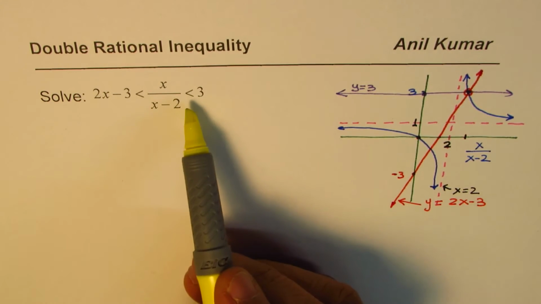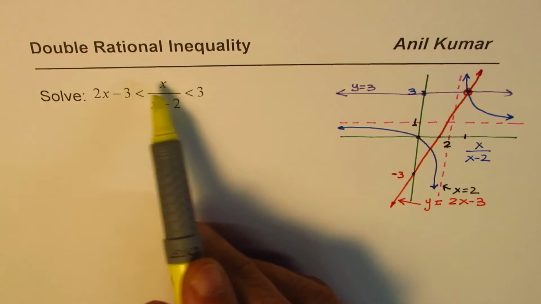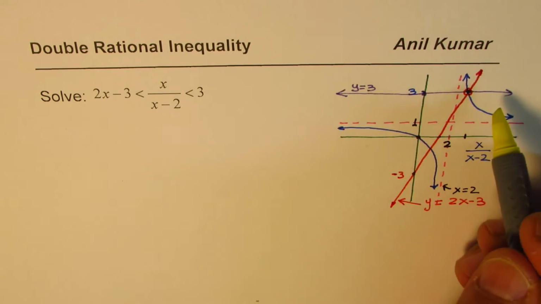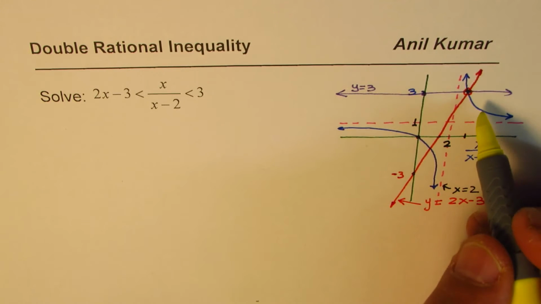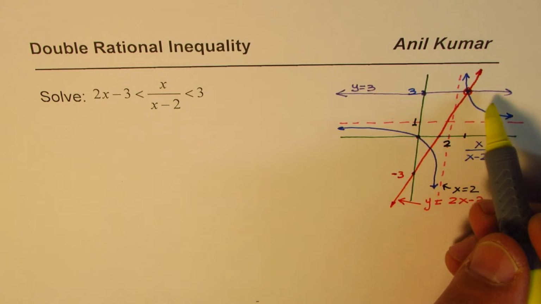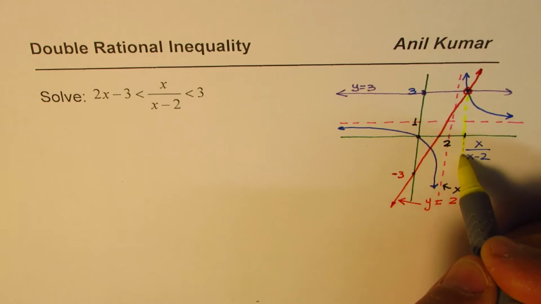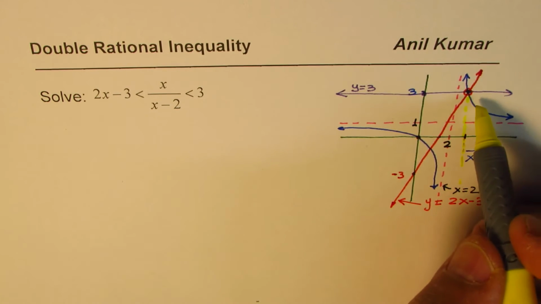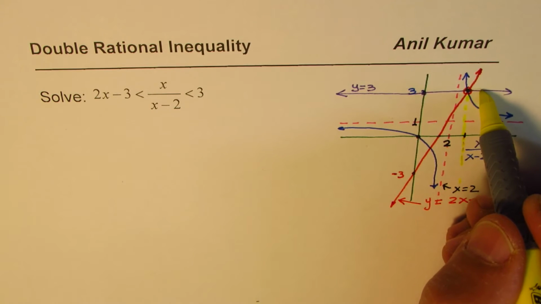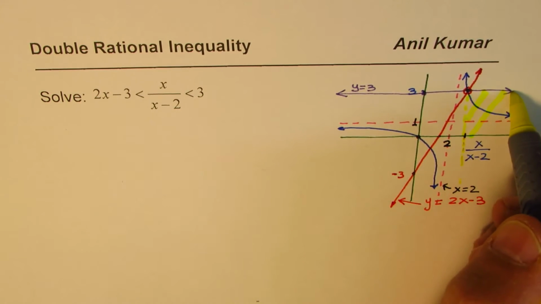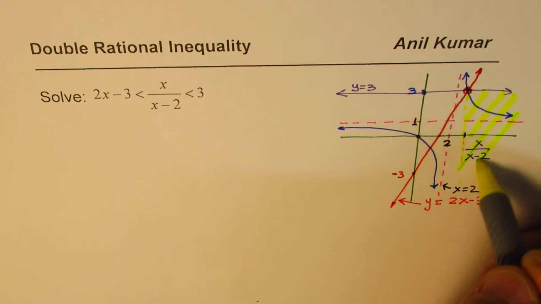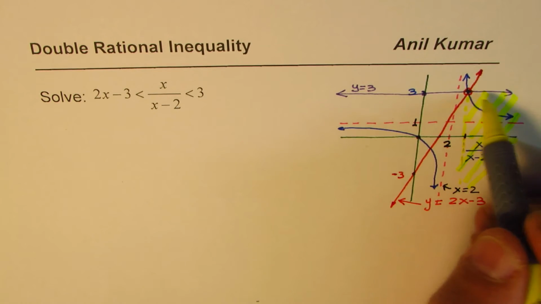If I see from this point of view, the right-hand side, the rational function less than 3 means that we are looking for either, so let me just draw the solution here. So what are we looking for? This portion is good enough. So this portion is good. Here we see that the rational function is less than 3.